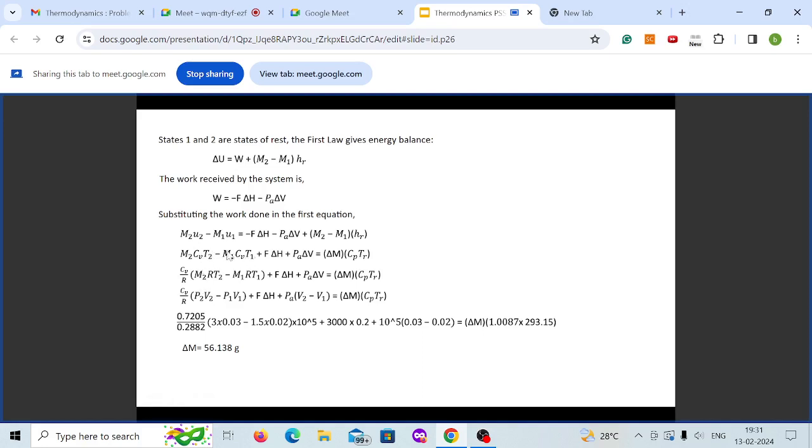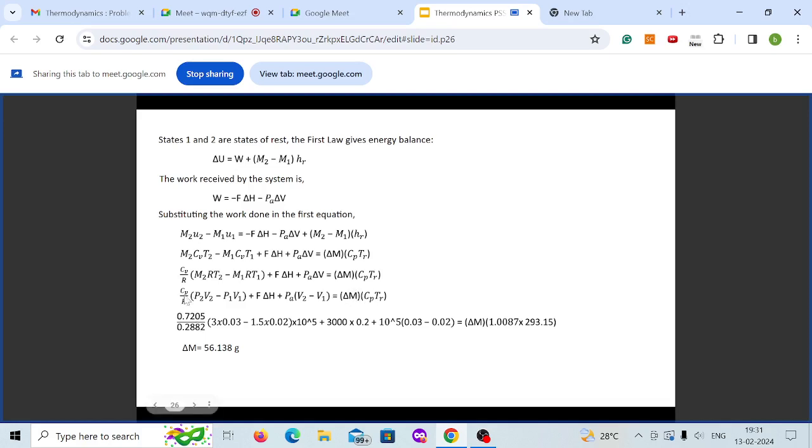Here Cv you can take common, and we are multiplying and dividing by R. So Cv by R into (m2 R T2 minus m1 R T1) plus the same. Now m2 R T2 you can express using the ideal gas equation as pressure into volume, PV equals mRT. So you write this as P2 V2 minus P1 V1, into Cv by R, plus F delta H plus P_A into (V2 minus V1). This will be equal to delta m into Cp T_R. So from this we can straight away find delta m.